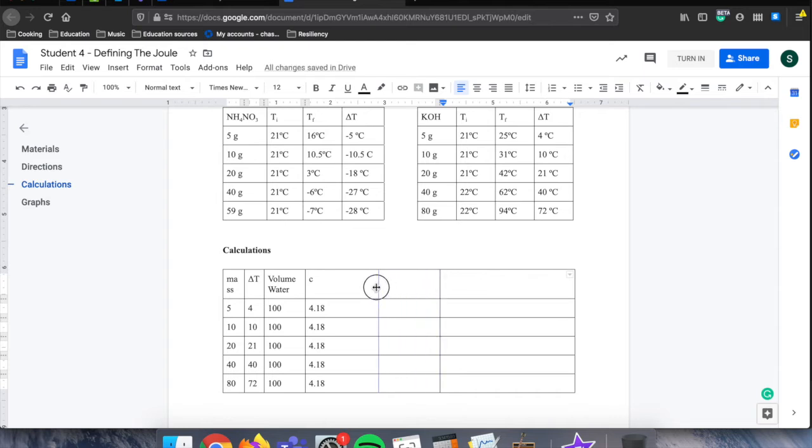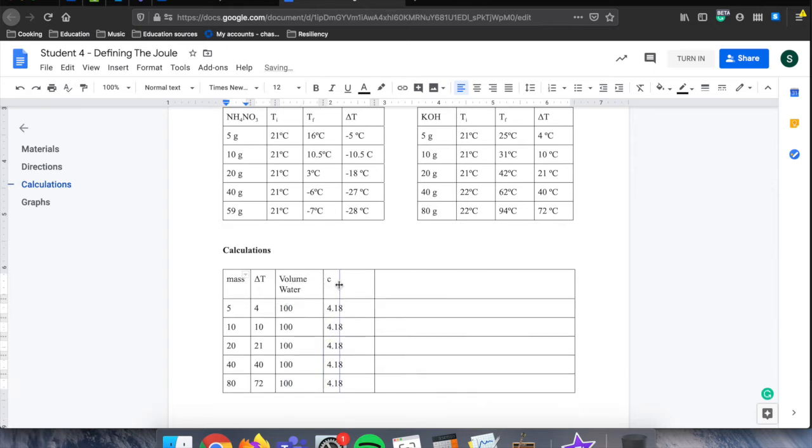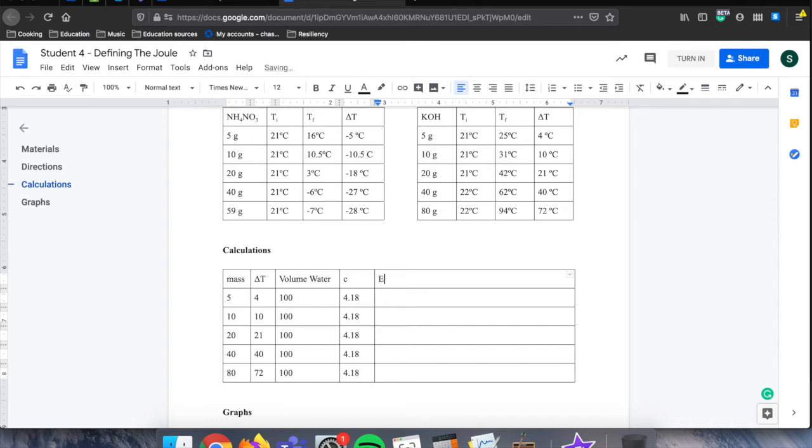So you guys should just make this right away with the right number of columns. I'm just going to get this a little better looking here. There we go. That's better. Then energy. So what you're going to do is take these three values and just multiply them together. We did that on the whiteboard together. So 4 times 100 times 4.18. Is my calculation still there? It is, right there. 1,672 joules, okay?